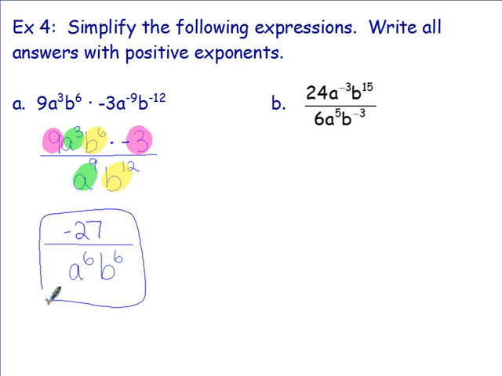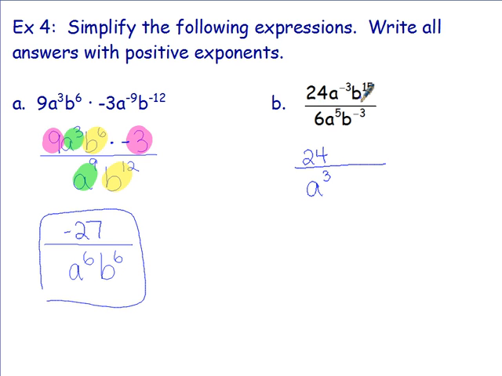So let's look at B. Same questions. Any parentheses? No. Anybody who's sad? Yes. New fraction bar. Starting with 24, happy or sad? He's happy, he stays on the top. Is A happy or sad? He's sad, he's going to go to the bottom and become happy.